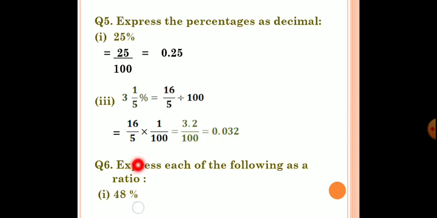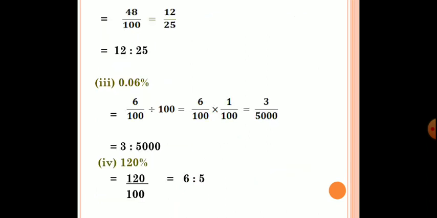Next, moving on to question number 6. Express each of the following as a ratio. That is 48%. So 48% can be written as 48 by 100. If I reduce this to the lowest term, that is dividing the numerator and denominator by 4, we'll have 12 by 25. So this is in the ratio form, we can write it as 12:25.